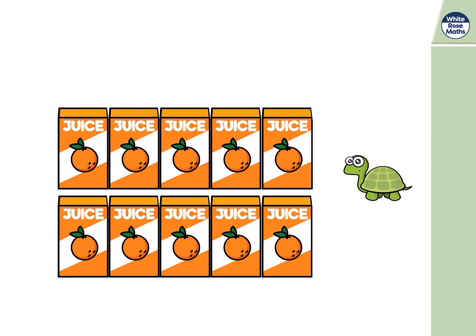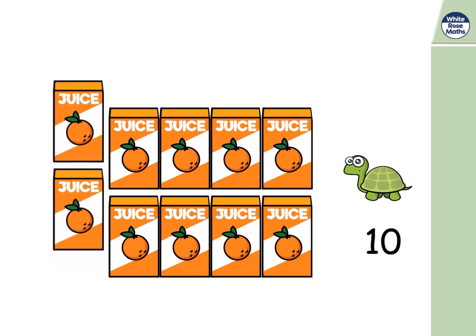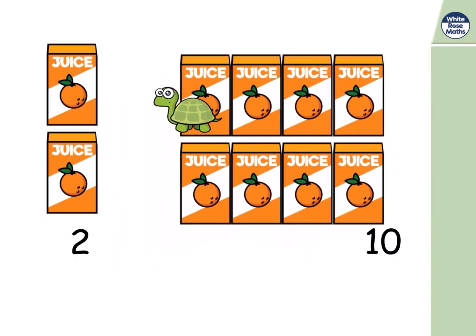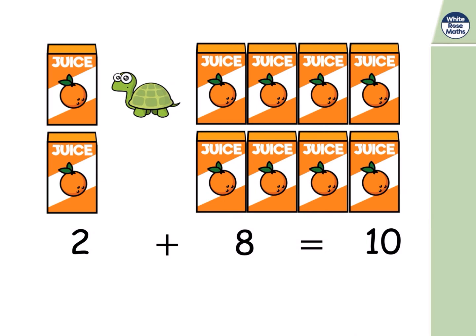Tiny has been asked to sort the juice out into a group of juice for today and then some juice for the rest of the week. There are 10 juice cartons altogether. So Tiny places 2 ready for today and then 8 for the rest of the week. Tiny knows that 2 plus 8 is equal to 10. Great work, Tiny.